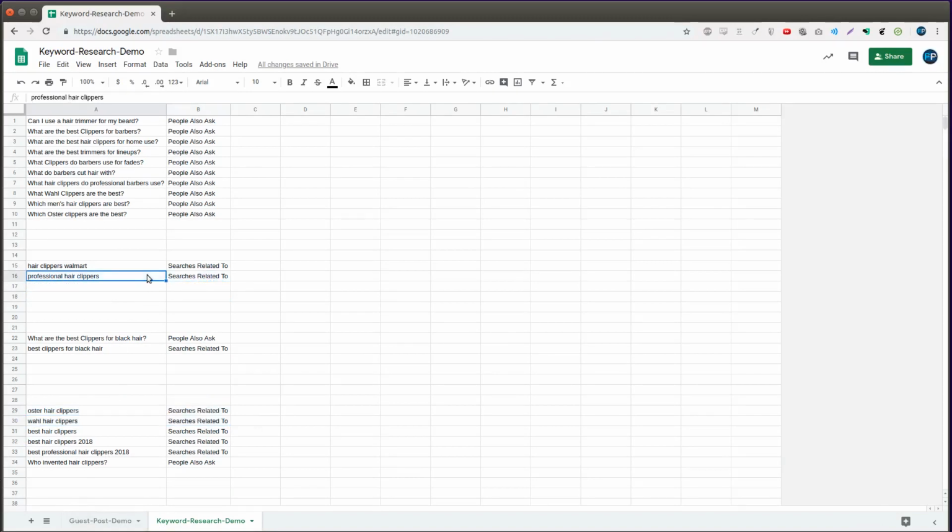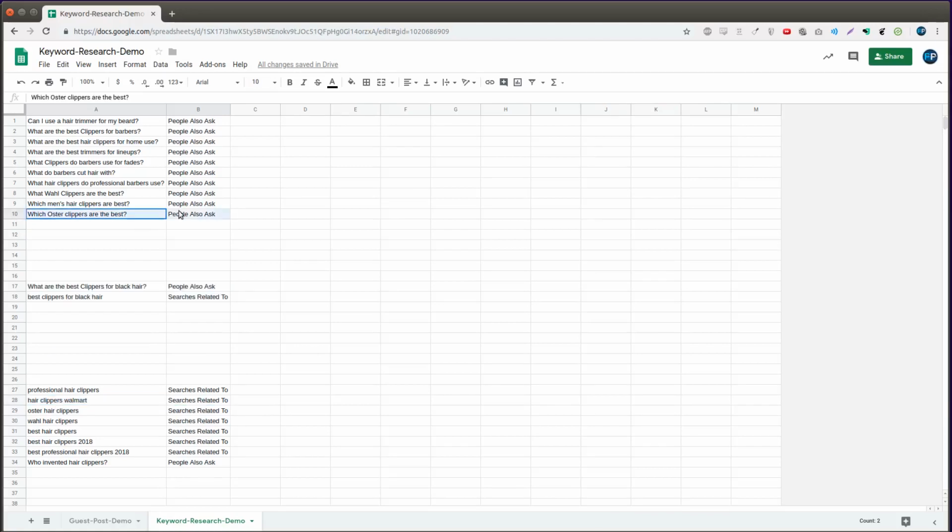This, even though it's a little more specific than just hair clippers, is certainly still very general, so I'd put that in the same category. This, similarly, they're looking for a particular brand. Even if you can rank page 1, it's going to be hard to get the click-through rate from people looking for hair clippers Walmart when they're looking explicitly for results from Walmart since they want to buy them from Walmart.